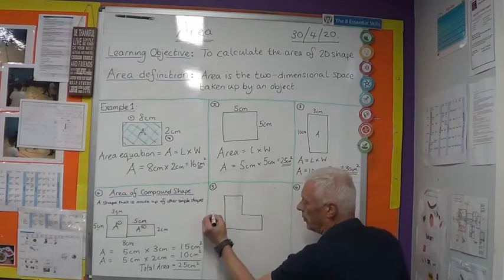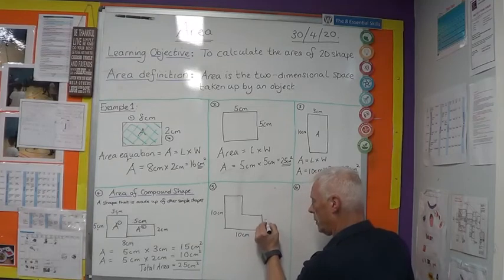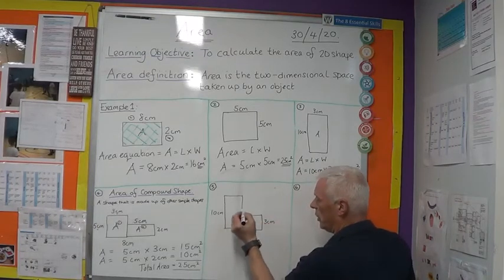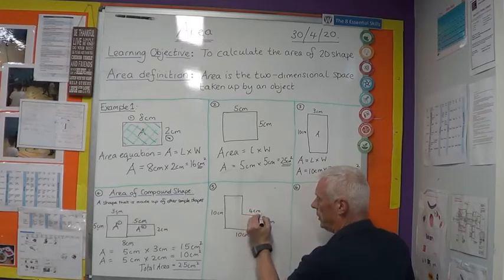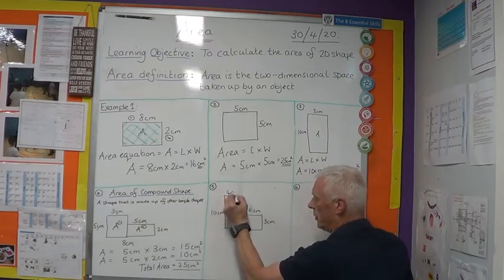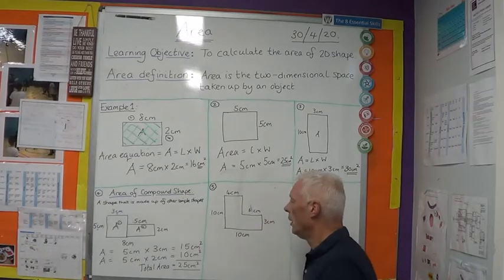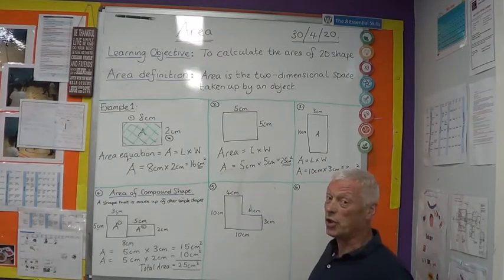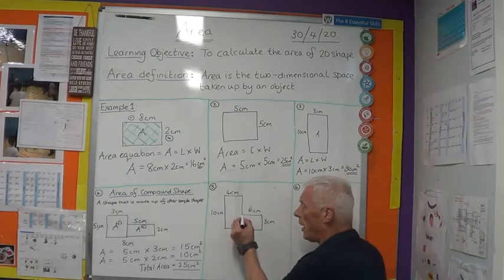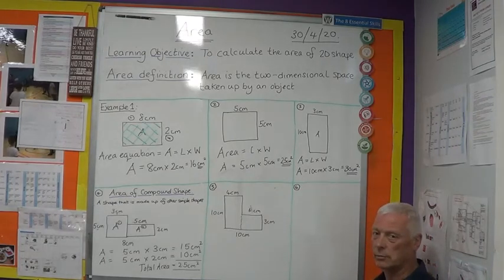I will give you this shape, and we'll do 10 centimetres there, 3 centimetres, and we'll do 6 centimetres and 4 centimetres. If I now try and split that up into 2 rectangles again, I'll put my line in so that I can see my 2 rectangles.